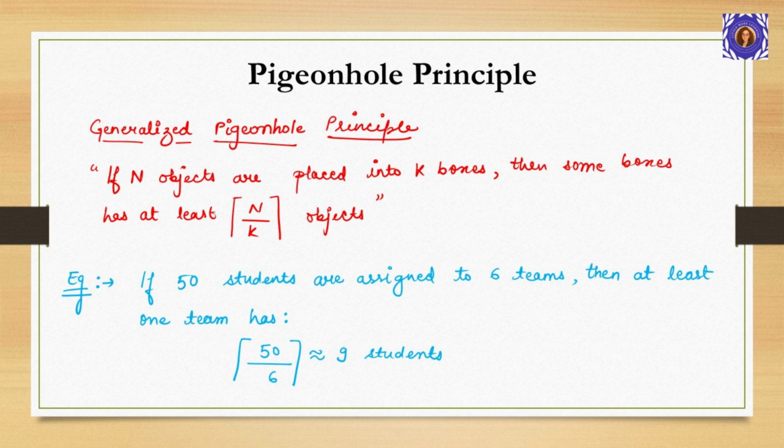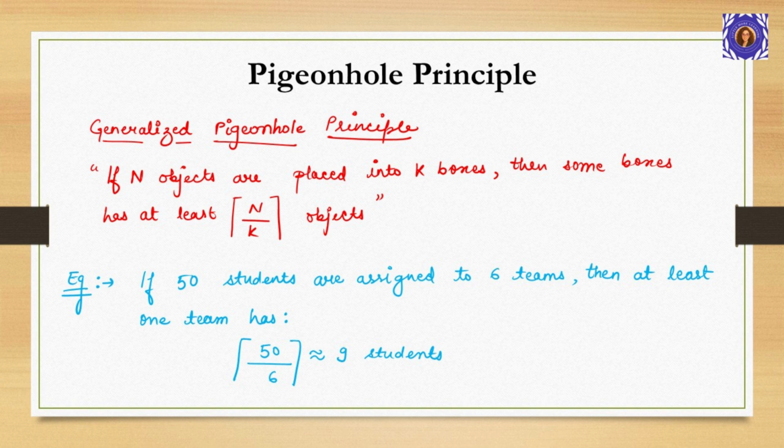Let's see this in action. If 50 students are randomly assigned to 6 project teams, what can we guarantee about the team sizes? Using our generalized principle, 50 divided by 6 gives us 8.33, which rounds up to 9. So at least one team must have 9 or more students.